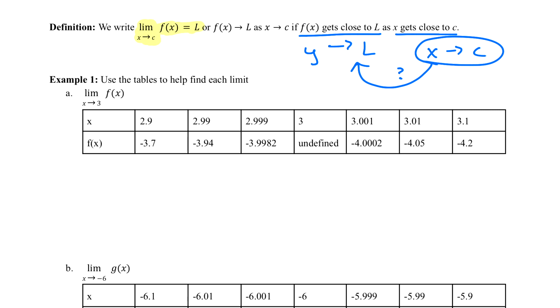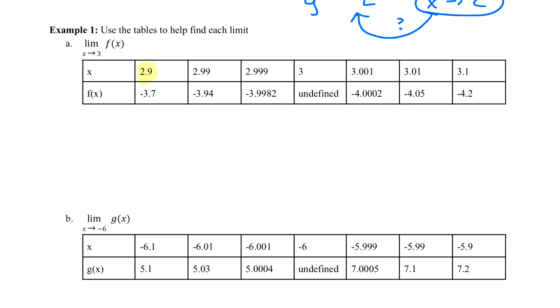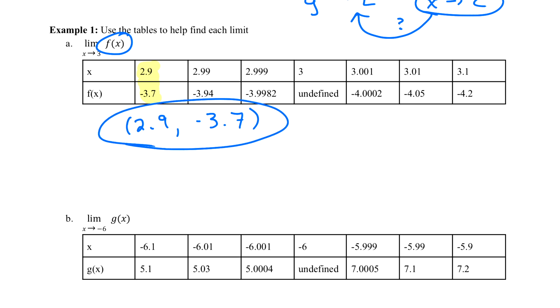So rather than have an equation that we can plug a number into or a graph that we can look at, here in these two examples, we just have a table of values. We're just given an x and a y value for some of these points. So all of these points appear on my graph. For example, this first one, 2.9 comma negative 3.7. If I were to graph the function f of x, it would have to pass through this point, 2.9 comma negative 3.7.